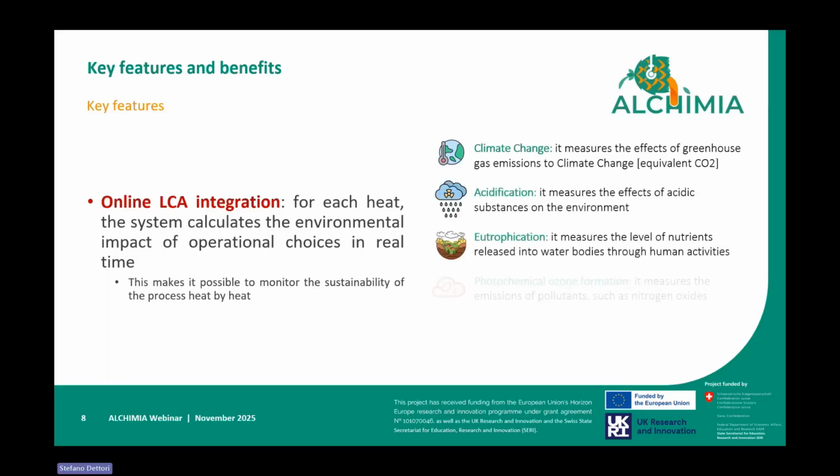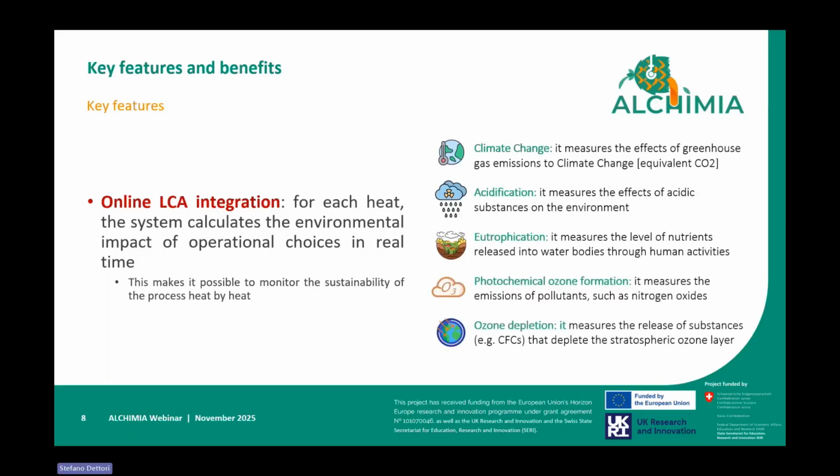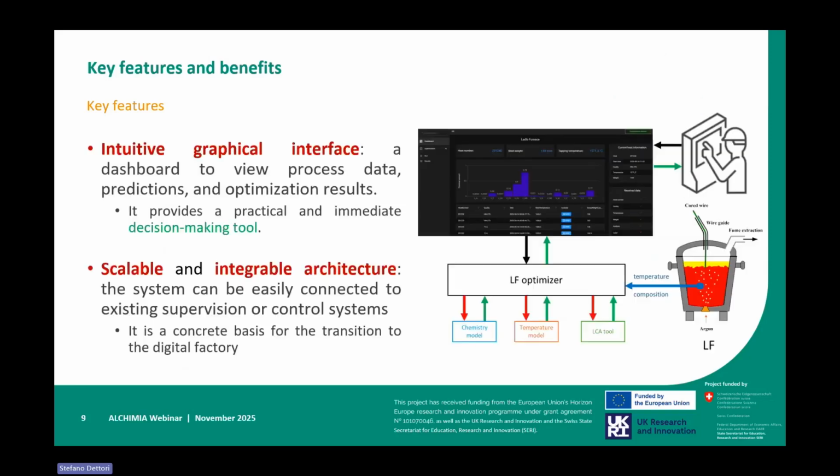And we integrated an online life cycle assessment tool that evaluates the environmental impacts for the specific heat. This allows monitoring the sustainability of the specific heat. Two final key features: a graphical user interface that allows operators to see in a dashboard the process data, predictions, and optimization results. This is a decision-making tool, basically. And it's scalable and integrable in the architecture because it can be easily connected to existing supervisor and control systems.